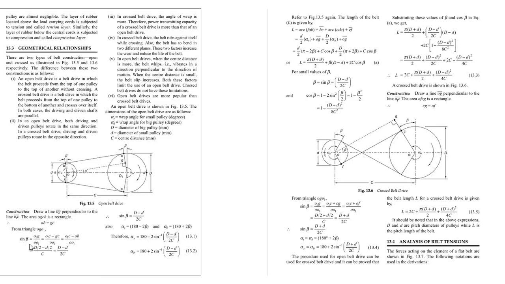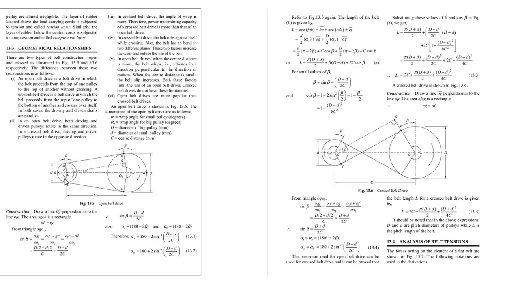So we can write sine beta equals D by 2 minus small d by 2, divided by C, where C is the center distance. We get one relationship: sine beta equals D minus d by 2C.